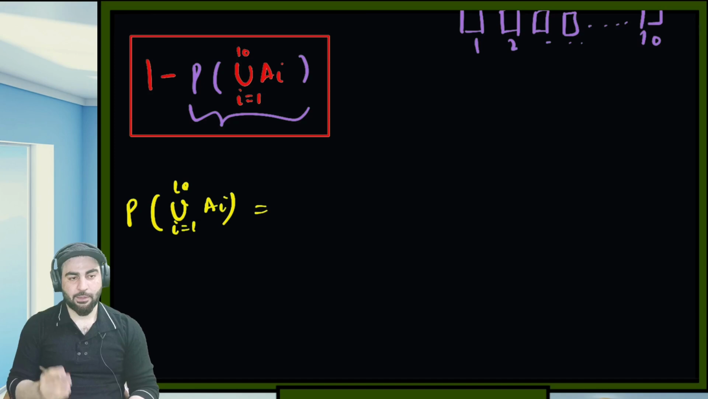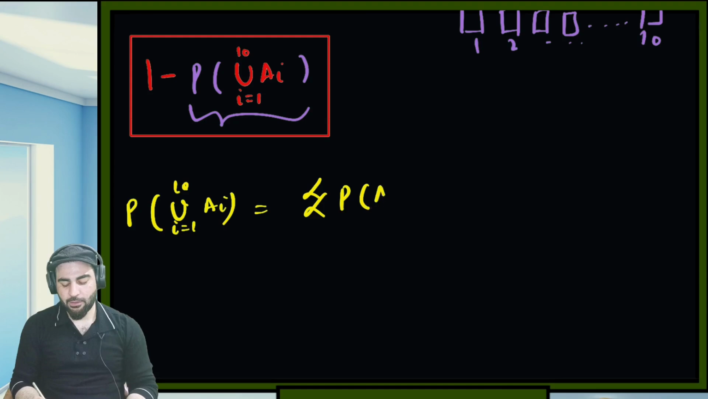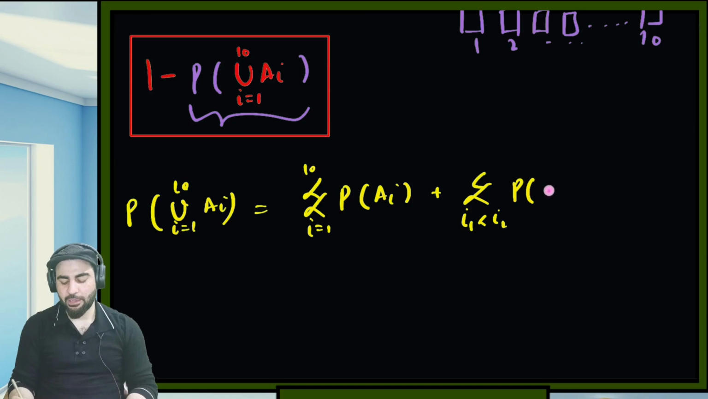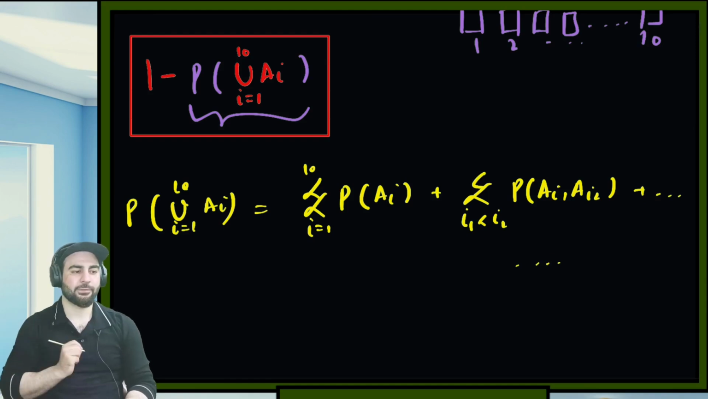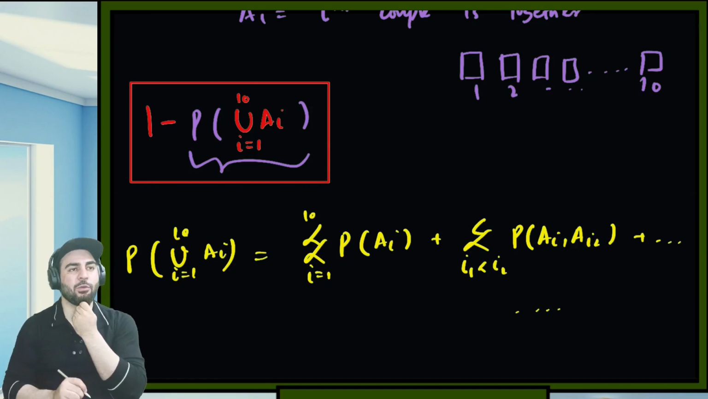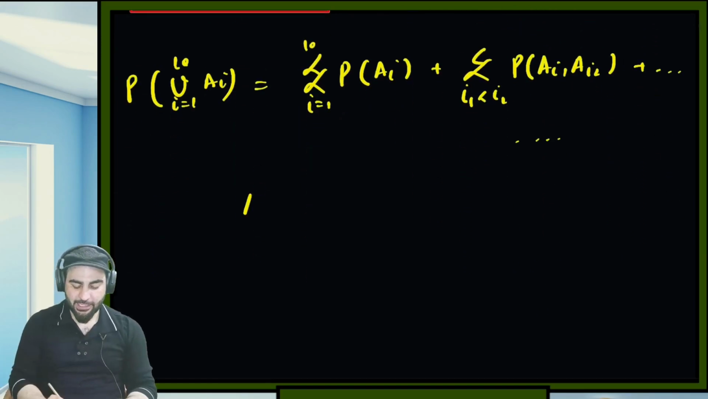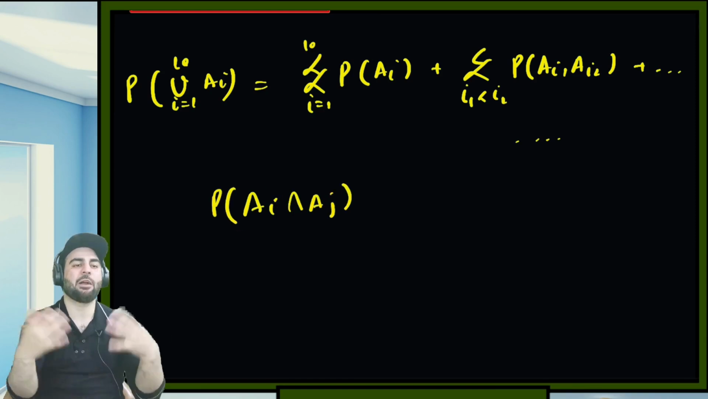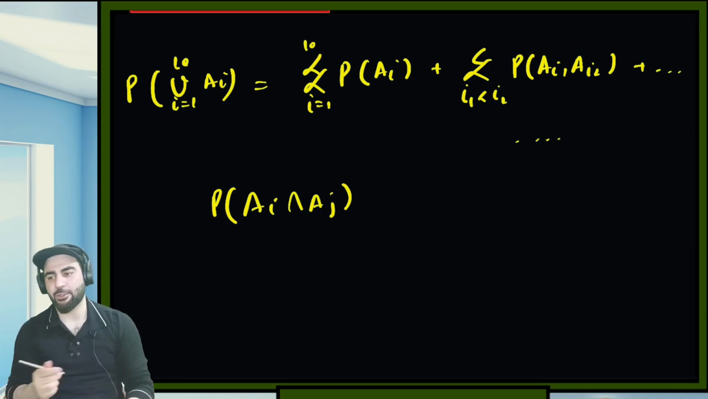The one we used in the previous problem, inclusion-exclusion. Yes, summation of what? Probability of all of these, so i goes from 1 to 10, and then plus summation over i1 less than i2, probability of A_i1 intersection A_i2, and keep on going. Now we'll have to see, should we directly use this? We'll find the probability of A_i intersection A_j separately first. Then we'll just plug in and see if there is symmetry.